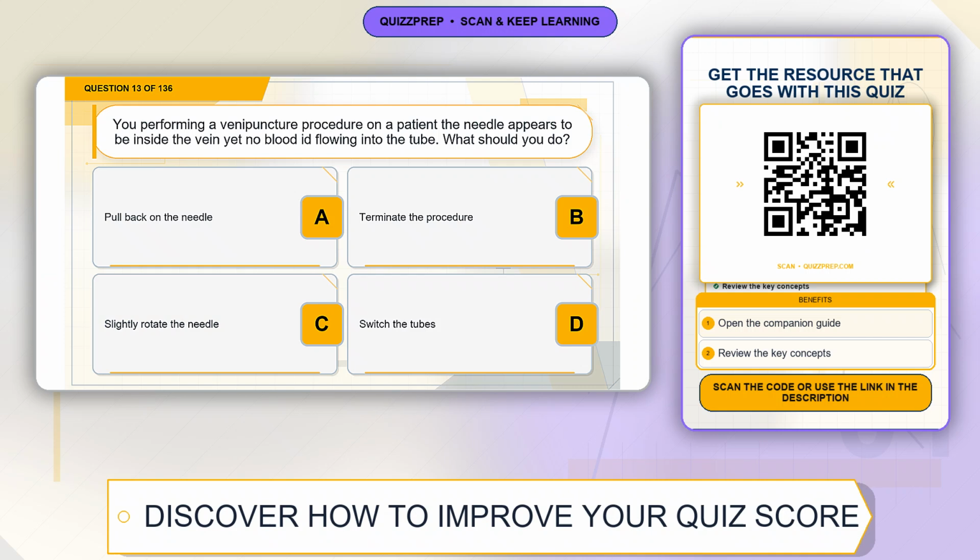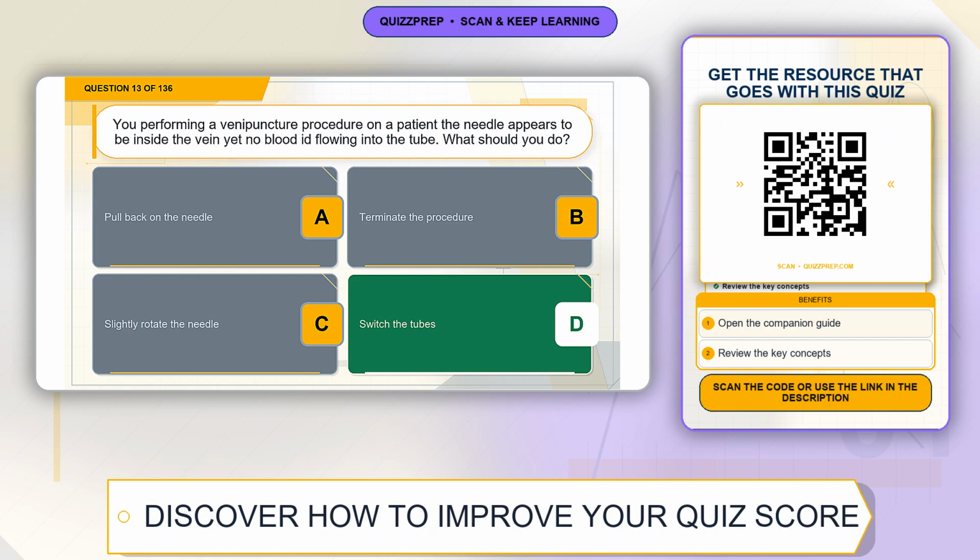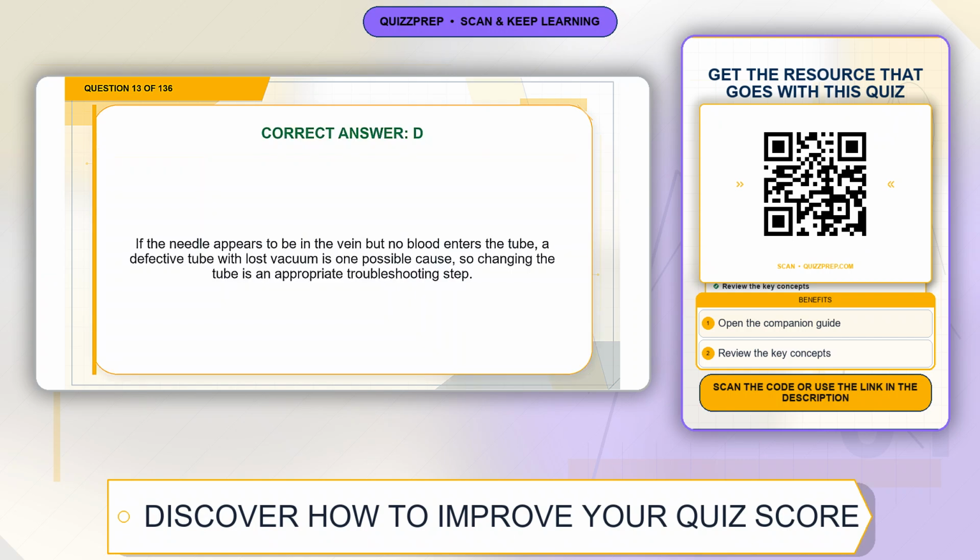Question 13. You are performing a venipuncture procedure on a patient. The needle appears to be inside the vein, yet no blood is flowing into the tube. What should you do? Option A, pull back on the needle. Option B, terminate the procedure. Option C, slightly rotate the needle. Option D, switch the tubes. The correct answer is option D, switch the tubes. Explanation. If the needle appears to be in the vein but no blood enters the tube, a defective tube with lost vacuum is one possible cause, so changing the tube is an appropriate troubleshooting step.